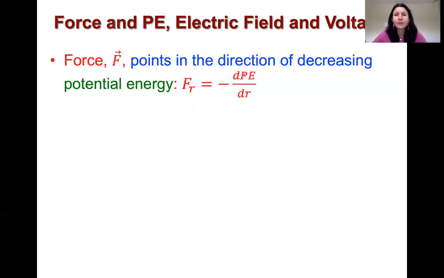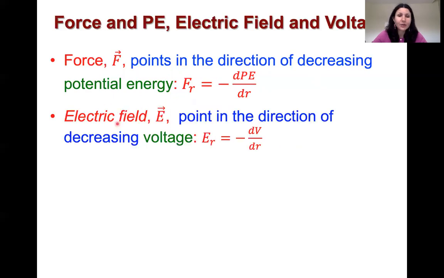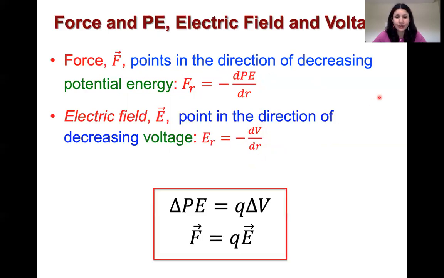So force, again, points in the direction of decreasing potential energy. So we know that, and that's the equation. So let's define a new quantity, which we call an electric field. It's a vector. We use capital E to represent it with a vector sign over it. And it points in the direction of decreasing, not potential energy, but decreasing voltage. So you can see that these two equations are very similar, except now voltage was something that depended on the source, potential energy depended on both, and force depends on both. So electric field, by analogy, should depend just on the source.